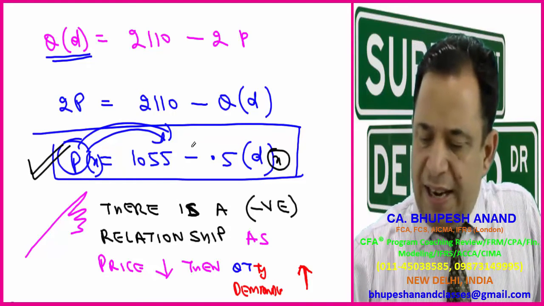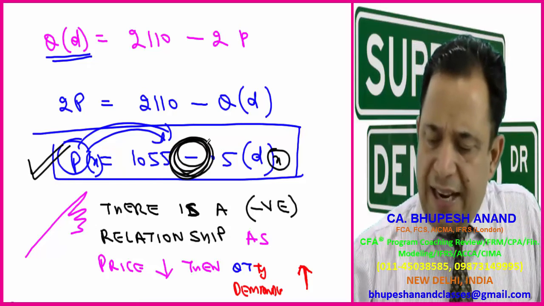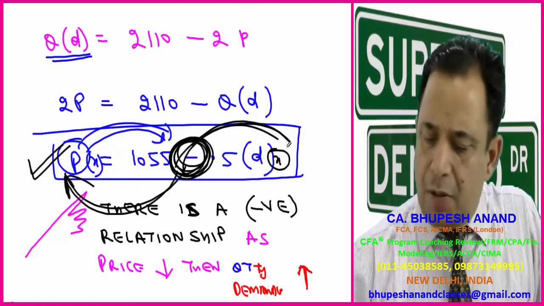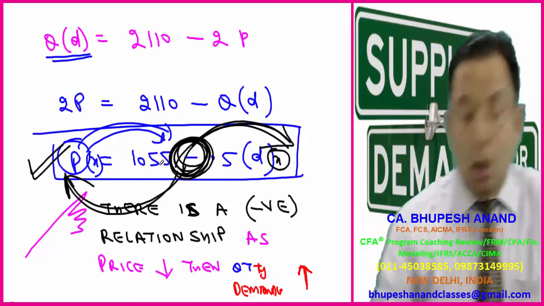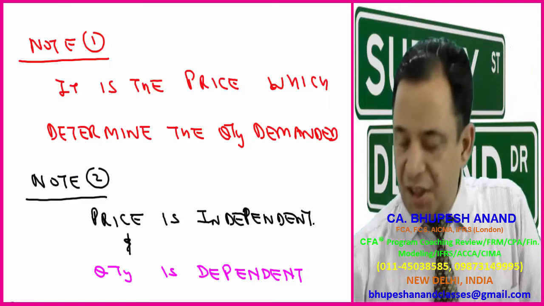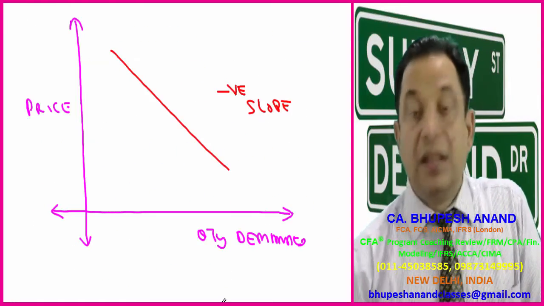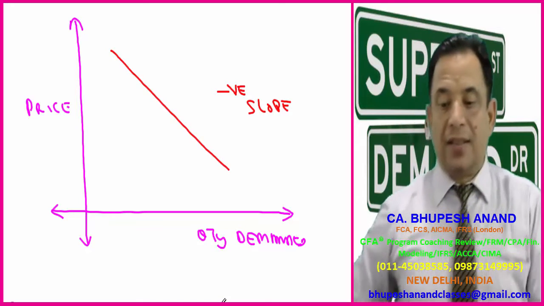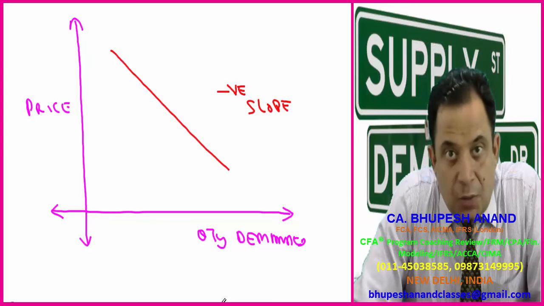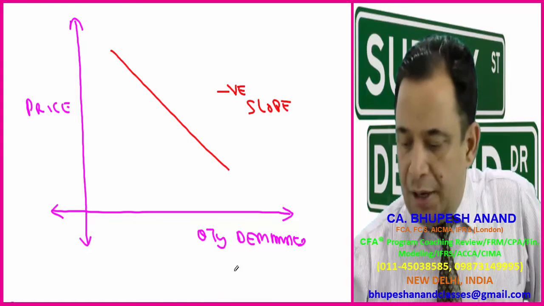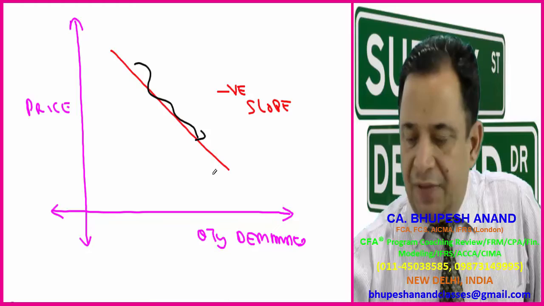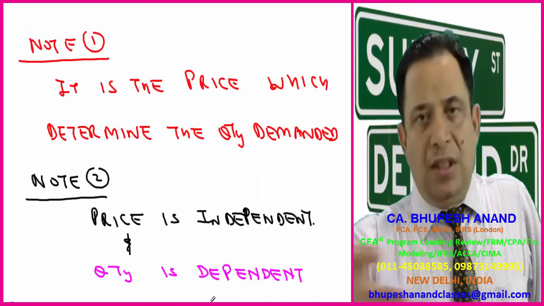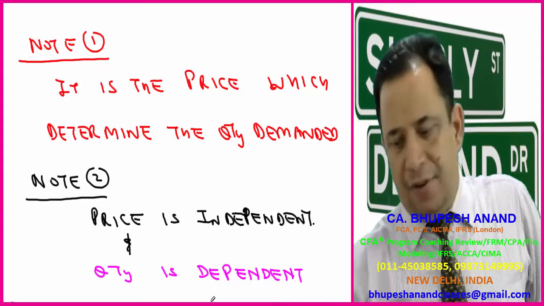It means there is a negative relationship between price and quantity demanded. If I present this negative relationship, just see the curve which I am drawing here. This is the negative slope. On the X-axis I am taking quantity demanded, and on the Y-axis I have taken price, and this slope is negatively sloped. So please note down these 2-3 notes, then we will be building the demand curve.